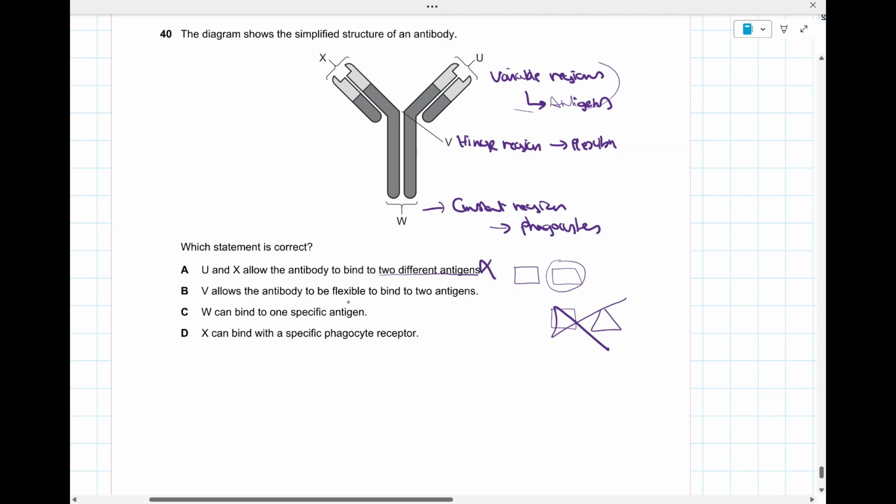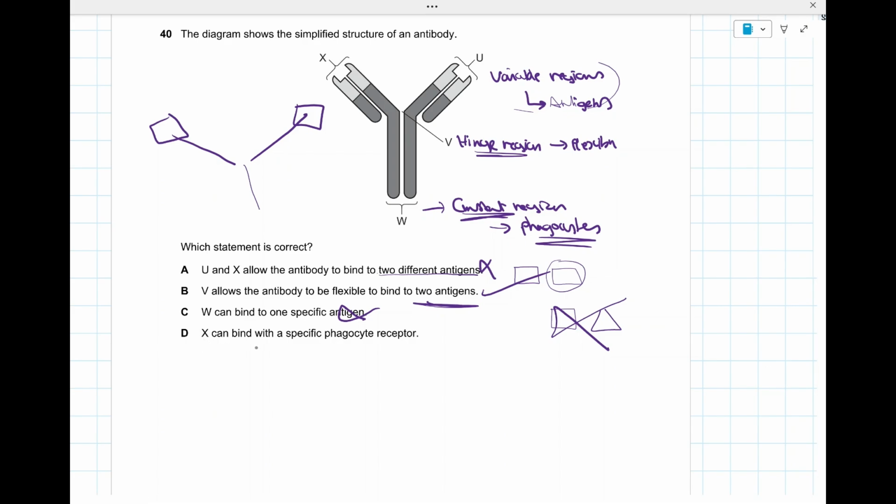B. V allows the antibody to be flexible to bind to two antigens. Yes, this is correct. This is the hinge region, and it allows, for example, the antibody to expand further and be more flexible, so it can bind two antigens of the same shape. So this is correct. C. W can bind to one specific antigen. This is incorrect. W is the constant region, which binds to phagocytes. They do not bind to antigens. Therefore, this is incorrect. D. X can bind with a specific phagocyte receptor. This is the variable region. They bind to antigens, not phagocytes. What binds to phagocytes, as I said, is the constant region. Therefore, this is incorrect. And the answer is going to be B.